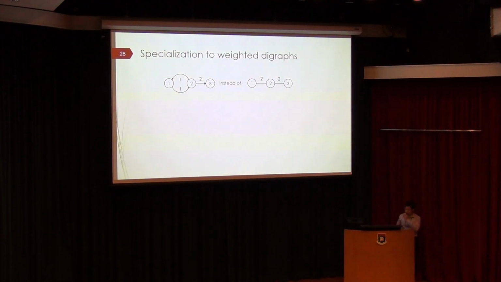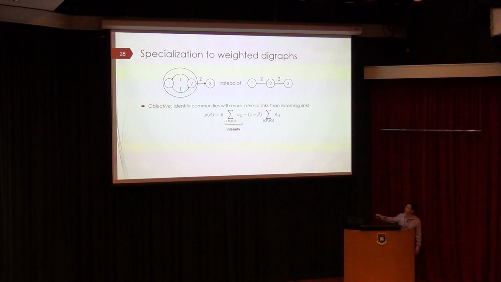Okay. Now the next thing is specializing the problem to graph. Indeed, we not just consider graph, but also directed graph. And for directed graph, we don't just look at the internal connections, but we also see the external connections, so the incoming links. So the in-cut is also important. So we will use a parameter beta to trade off between the internal versus the external connections.